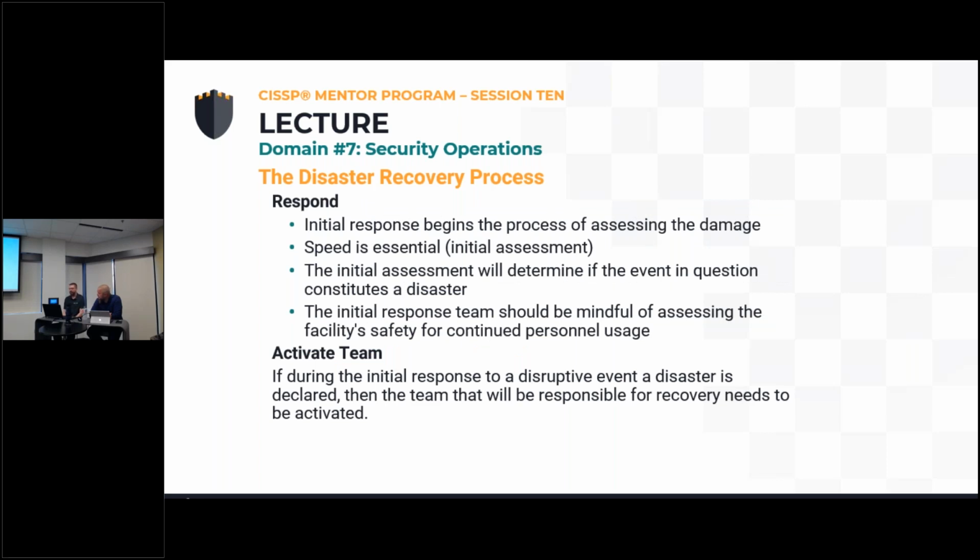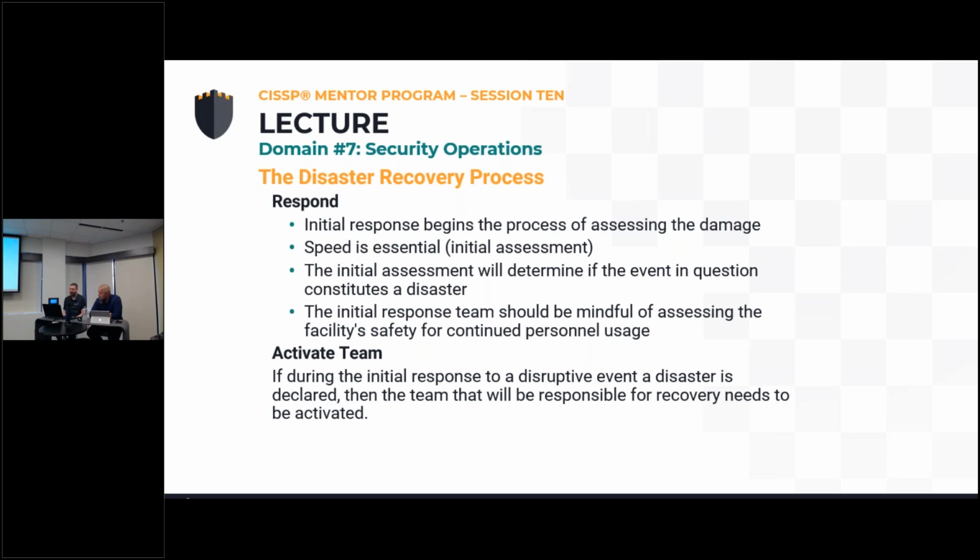So responding, right? What are we going to do? That initial assessment of whether this qualifies as a disaster. Do we have to initiate and activate the team? The faster you can do that and the more accurately you can do that, the more effective your team will be, or your plan will be.